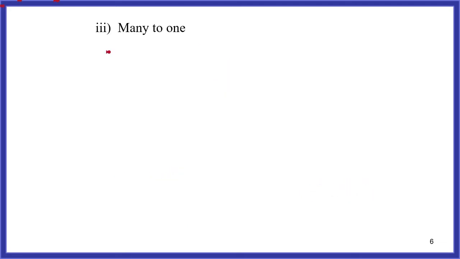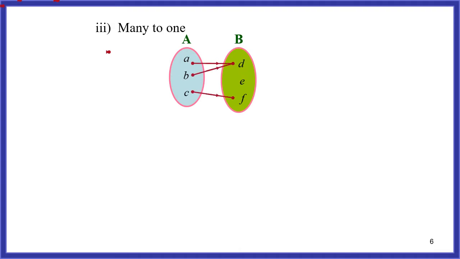And then the next one, many to one. It means that from set A, there will be multiple elements mapped to the same element in B. Let's say one element C is mapped to one element F. But for A and B, there are two elements that map to the same element D in B.